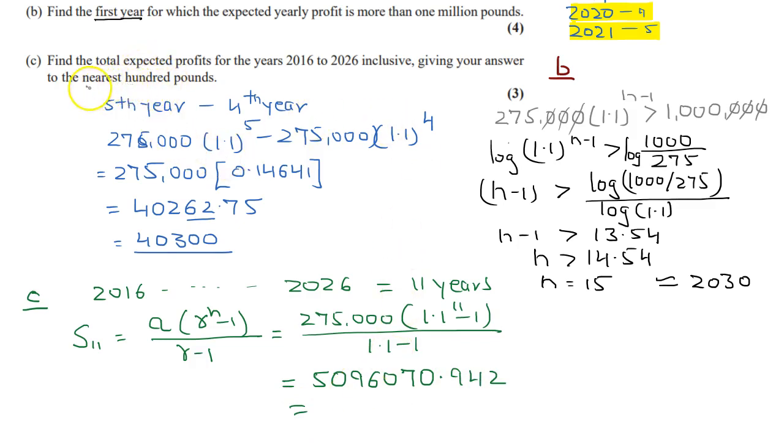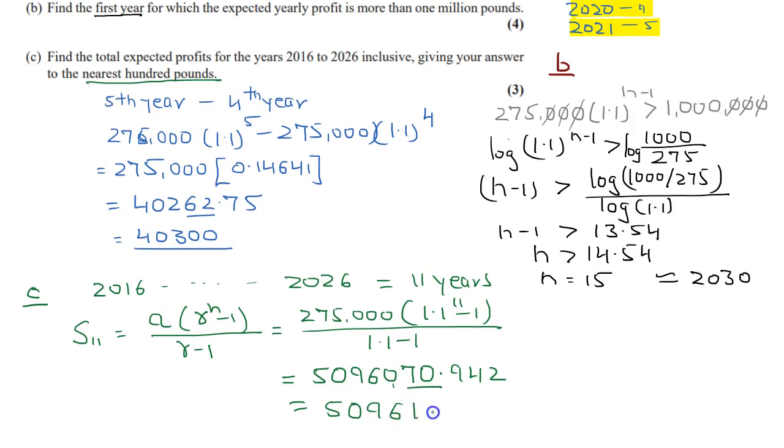So this we have to calculate to the nearest 100 pounds. This one should be 00. This is 70, so this will become 1. So that is 5096100. So the answer is this.